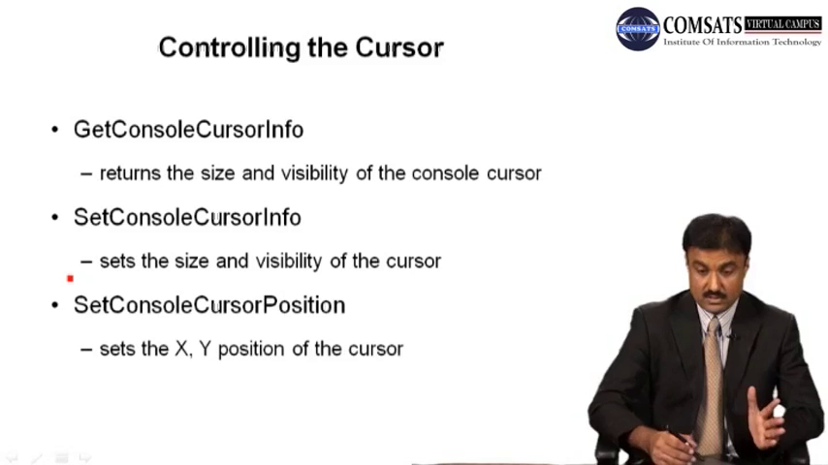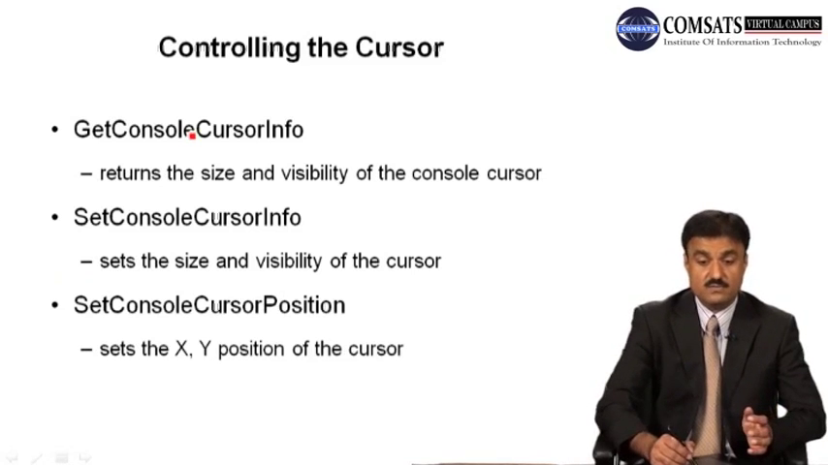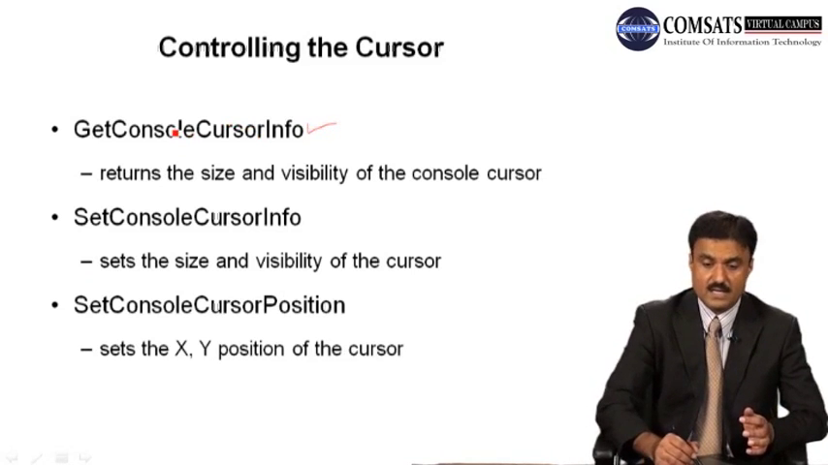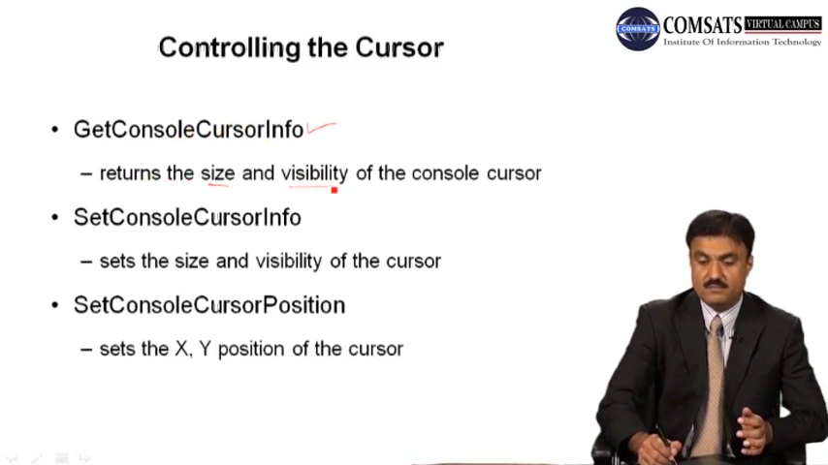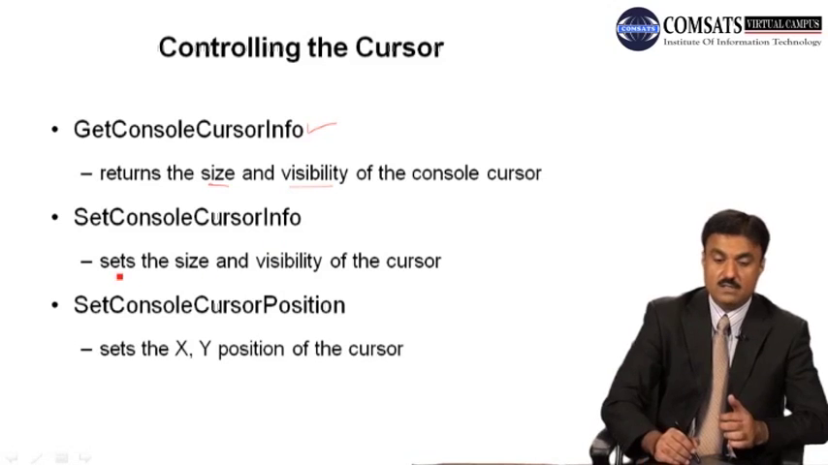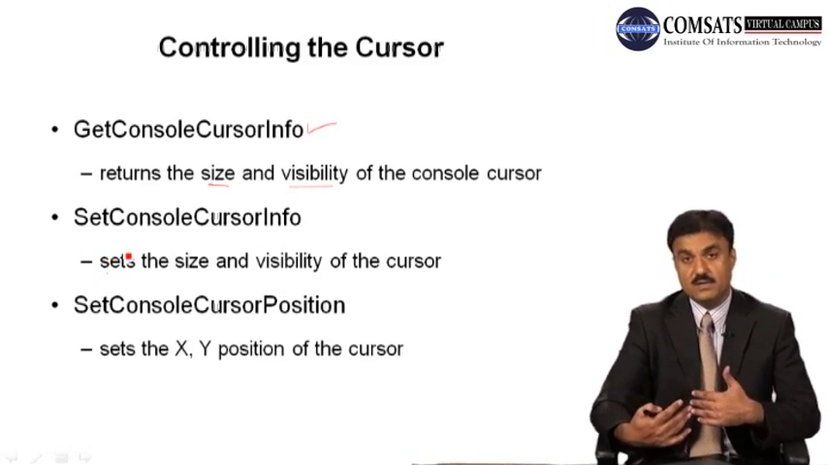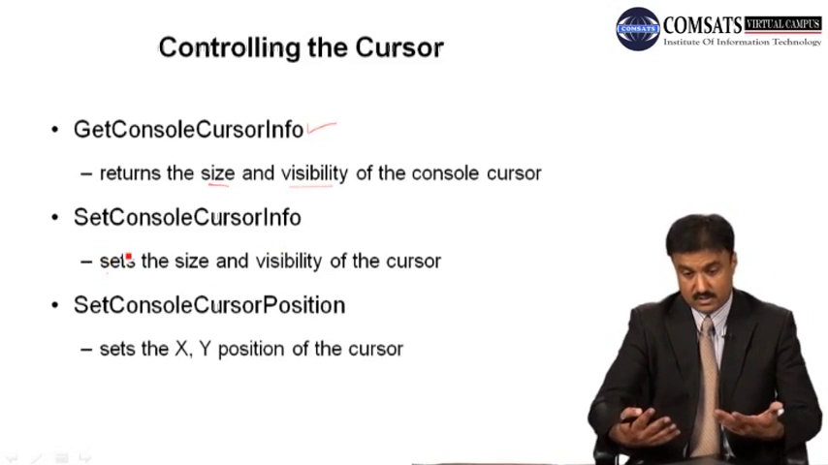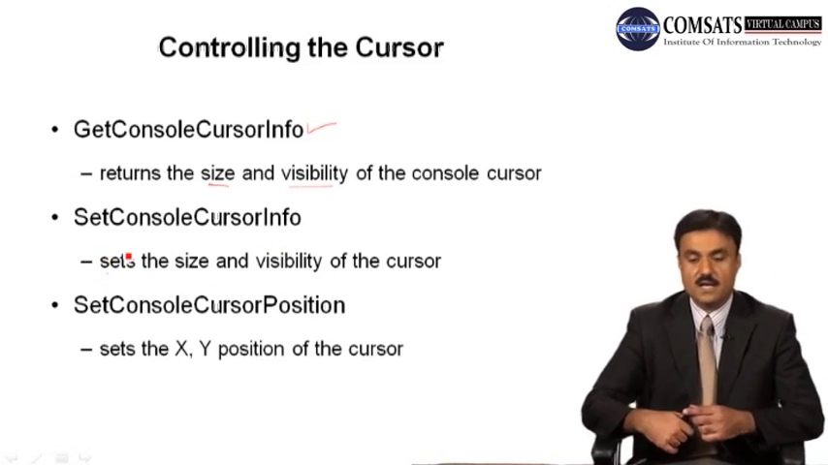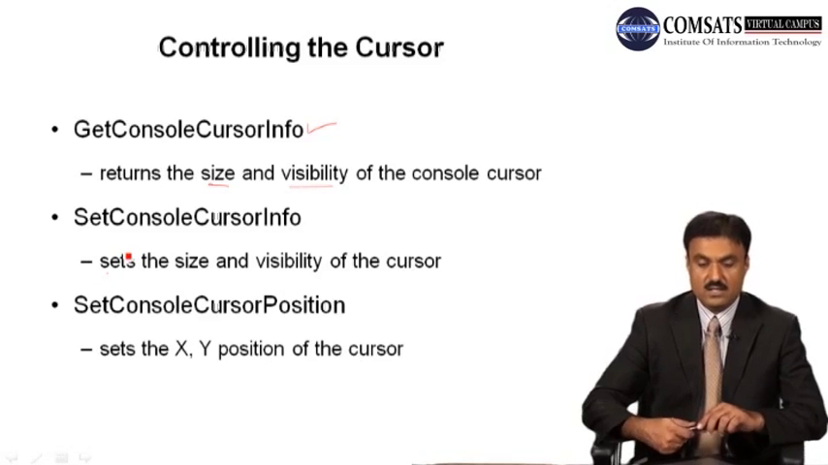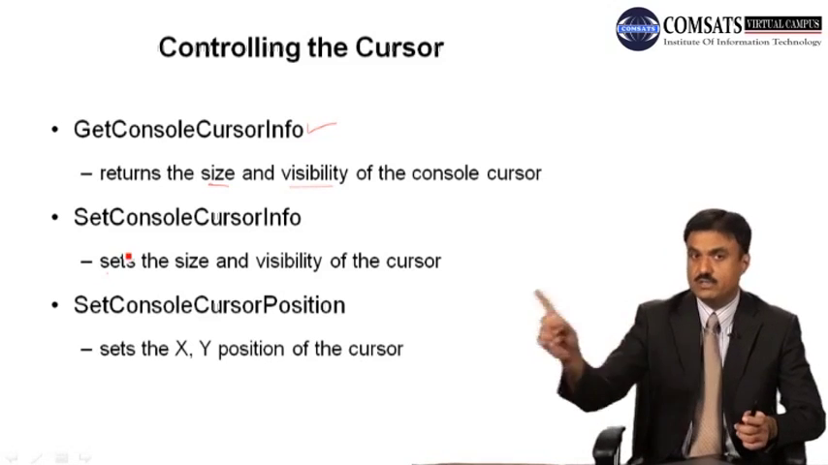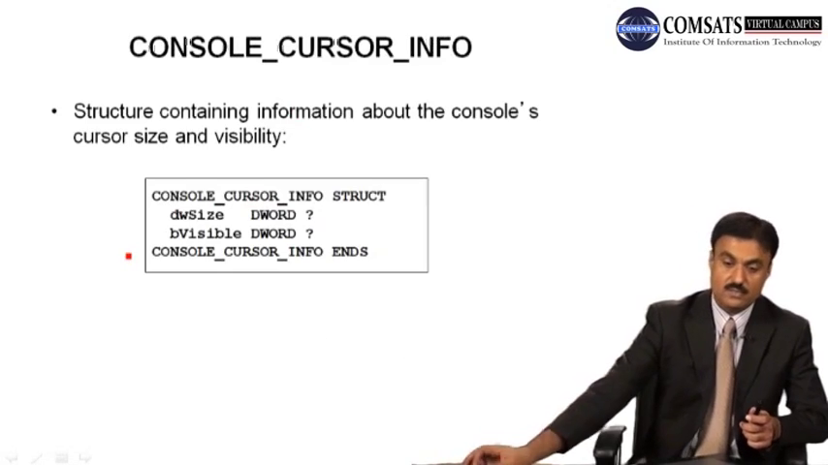So there are three main functions which deal with the cursor. First one is the get console cursor information, so it will give you the size and the visibility of the console cursor. Second one is the set console cursor information. It is the opposite, it will set all those values that have been returned by the get function. And the set console cursor position, you can set the position of the cursor at any XY position.